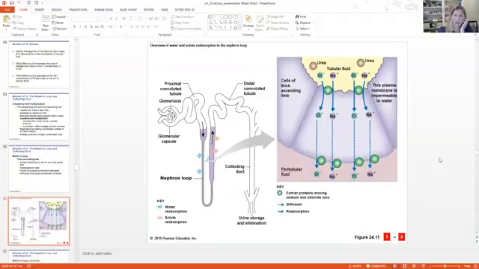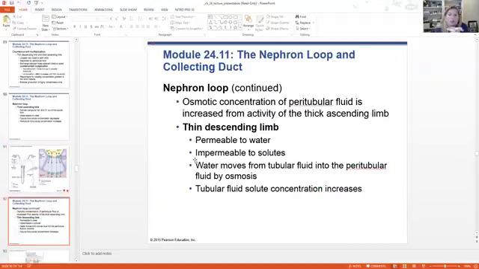Here's all of it in action. You can see this is the thick ascending limb, and sodium and chloride are our major ions that are being reabsorbed here, right back into the peritubular fluid, which is going to concentrate that peritubular fluid, which is then going to pull more water out of the descending side, which is going to pull more solutes out of the ascending side, and so on and so forth. So that nephron loop uses that countercurrent multiplication to concentrate our urine.